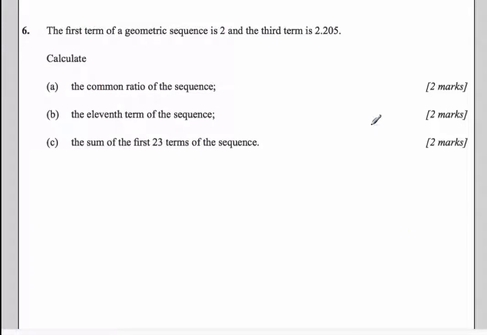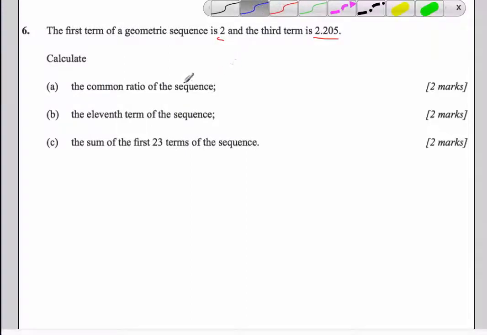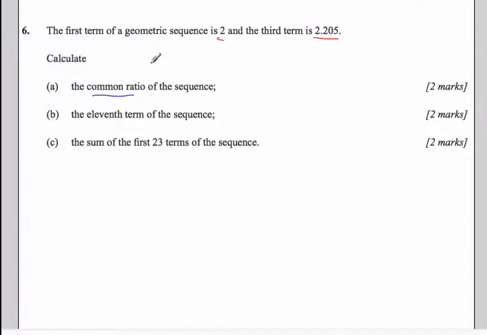Okay, next example, we have a geometric sequence. First term is 2, the third term is 2.025. Find the common ratio. Okay, so in a geometric sequence, the numbers are being multiplied by the same thing each time, which is the common ratio. So we do times r, and then times r again to get up to 2.205.